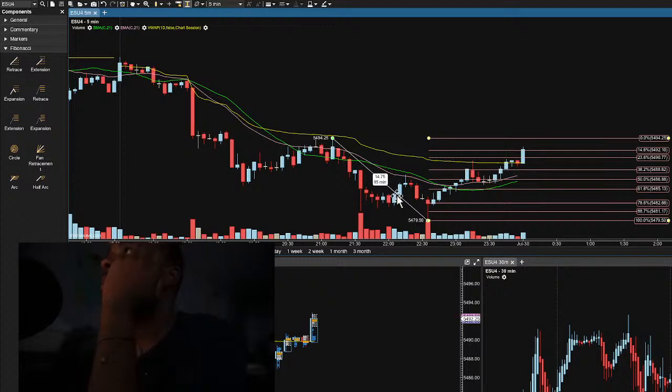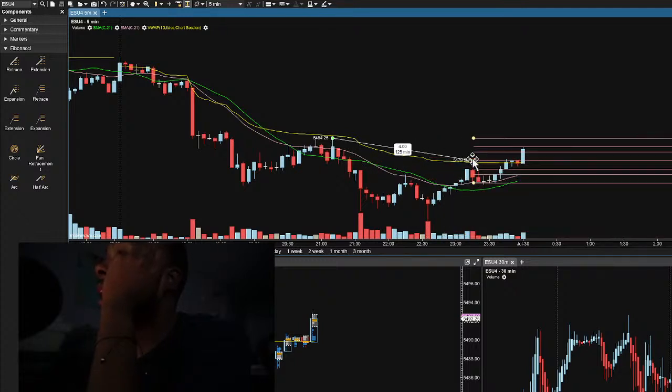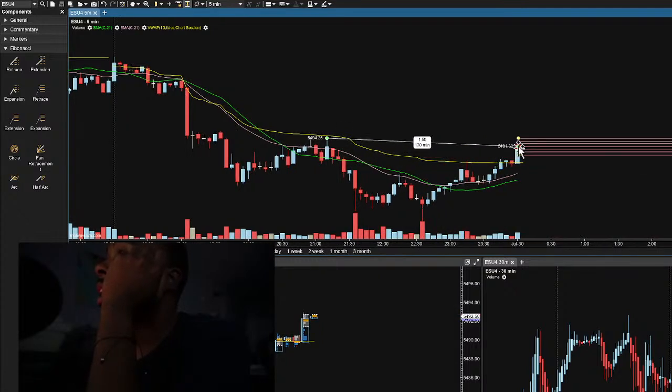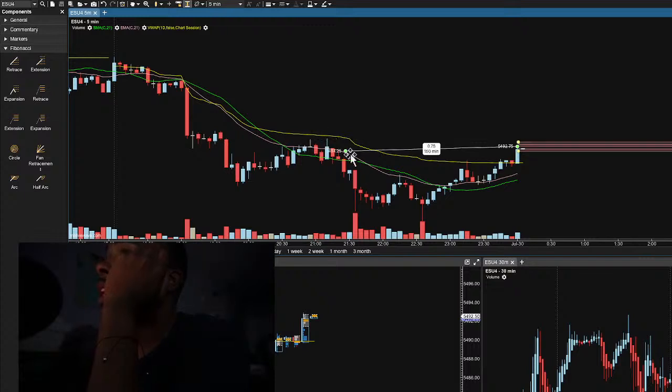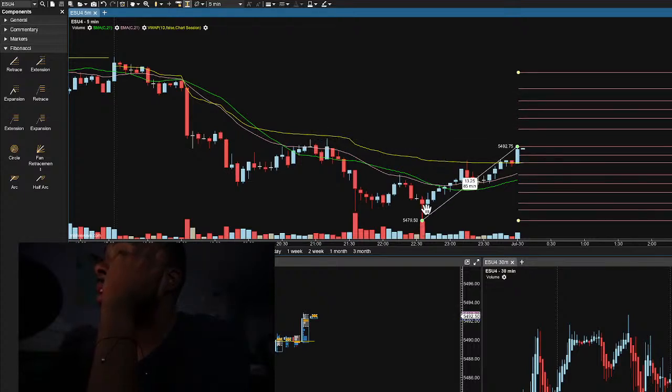So in this case, our next one could possibly be a buy, because we have a new high right here. And we are above VWAP. We're trading.